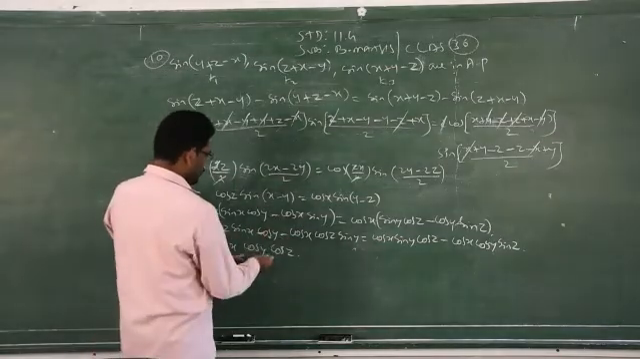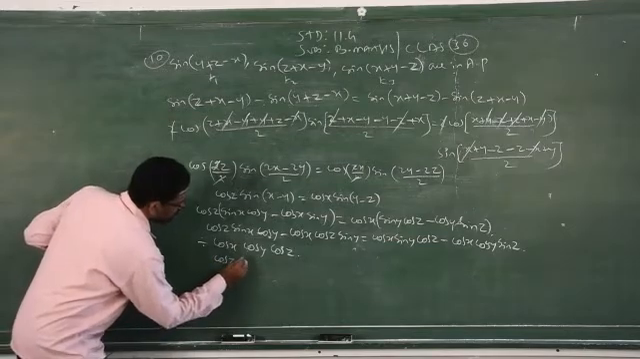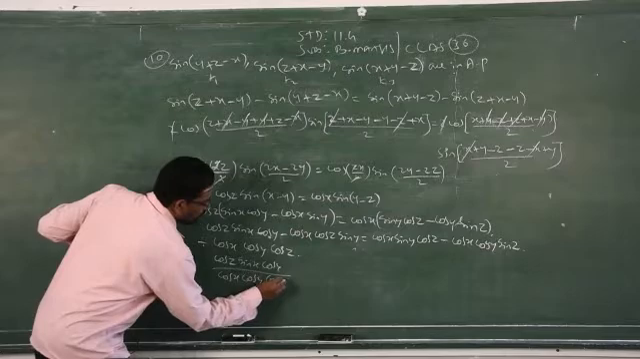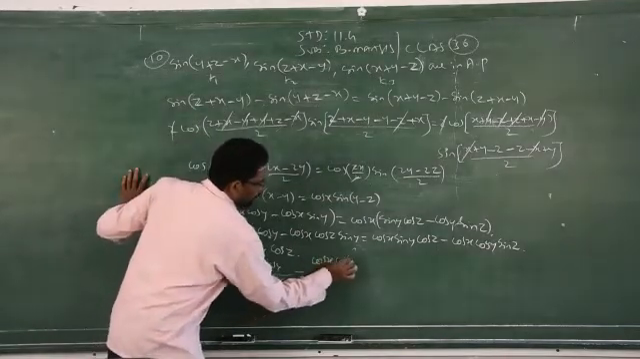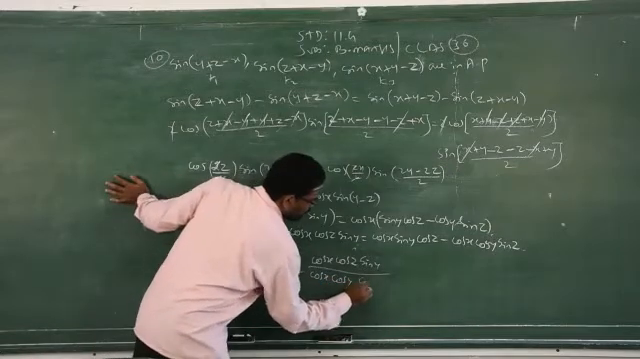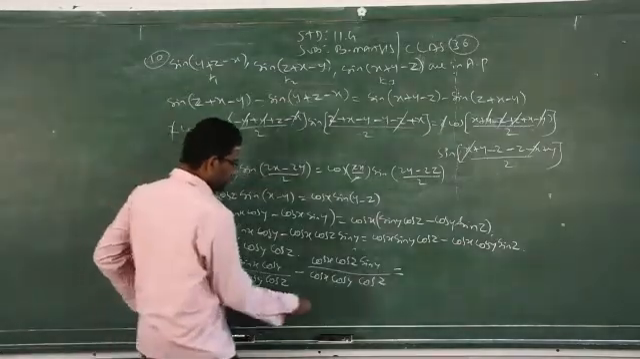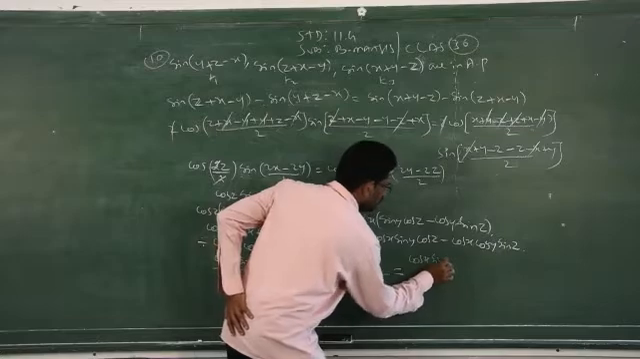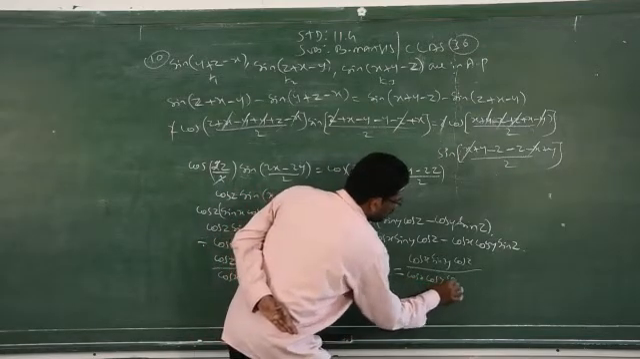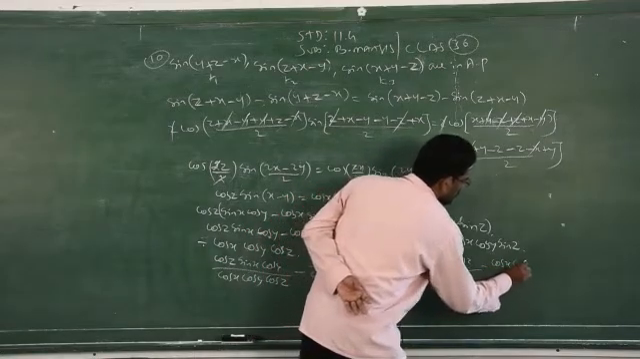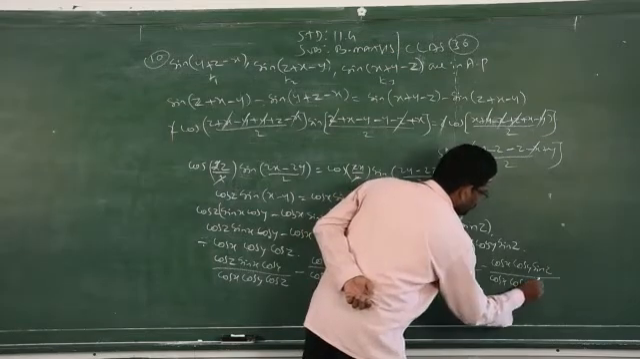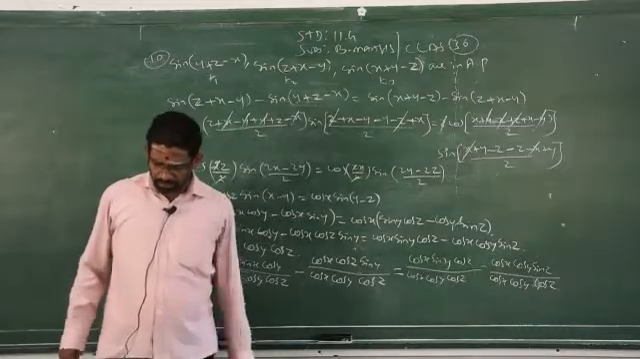So when you divide each term by cos x, cos y, cos z on both sides: cos z sin x cos y over cos x cos y cos z minus cos x cos z sin y by cos x cos y cos z is equal to, the right side, cos x sin y cos z over cos x cos y cos z minus cos x cos y sin z by cos x cos y cos z. So just divide each and every term by cos x cos y cos z like this.